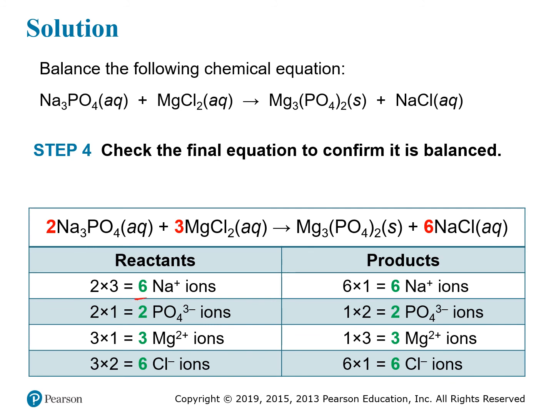We have 6 sodiums on both sides, we have 2 phosphates on both sides, we have 3 magnesiums on both sides, and we have 6 chlorides on both sides. Okay, and so we're done. It's perfectly balanced. And we didn't need to balance the phosphorus separately or the oxygen separately. We were able to just balance phosphate as its own entity.